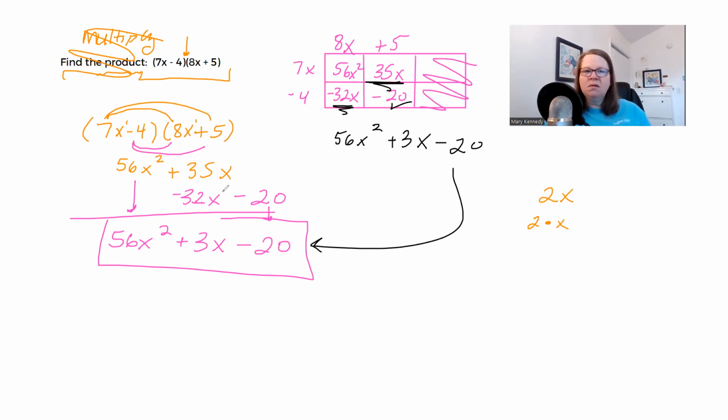There's probably other little methods for this, but those are probably the two most common. You need to use the one either that your teacher requires or the one that makes the most sense to you. And hopefully you have some options there.